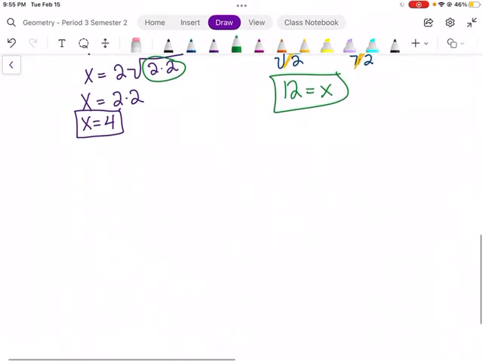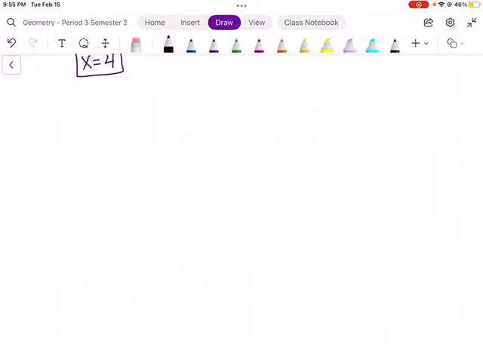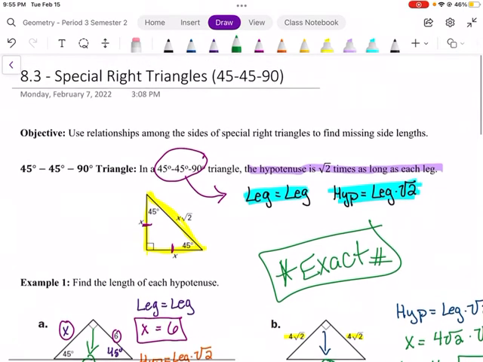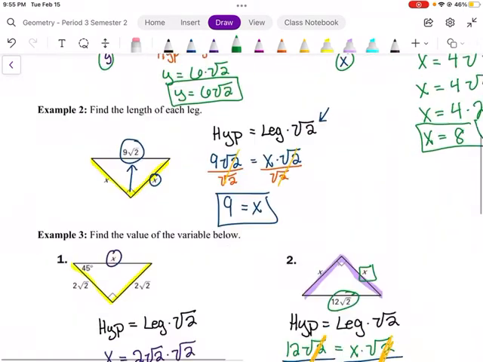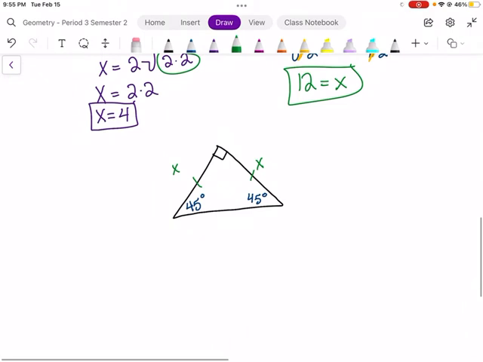Now, somewhere on your paper, I would like you to draw one more triangle, just because we didn't go through an example like this one yet, and I want to make sure you have it on your page. So we know we have a 45 degree triangle, and both of the legs are going to be x, and this time, the hypotenuse is 16.